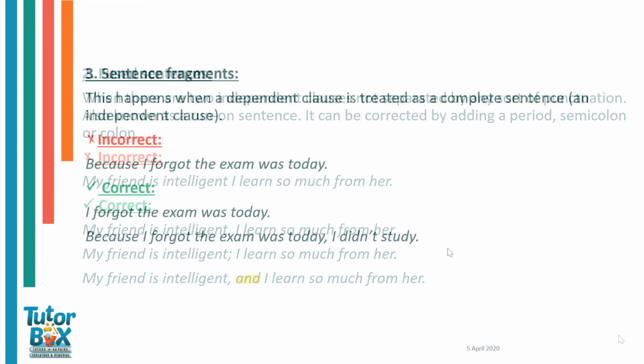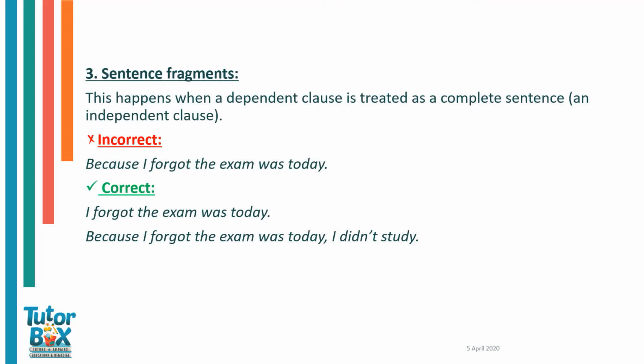The third and final common error made by students is called sentence fragments. This happens when a dependent clause is treated as a complete sentence or an independent clause. So let's look at this example. The example is, because I forgot the exam was today. If someone had to walk up to you and just say, because I forgot the exam was today, you'd be like, what do you mean because you forgot the exam? Because it doesn't make sense on its own.